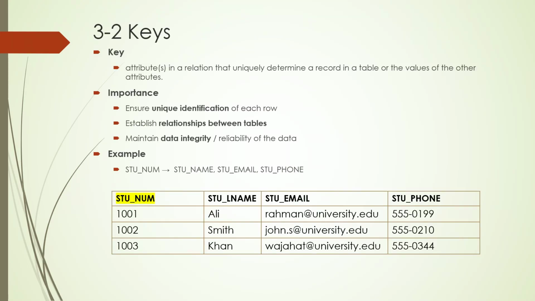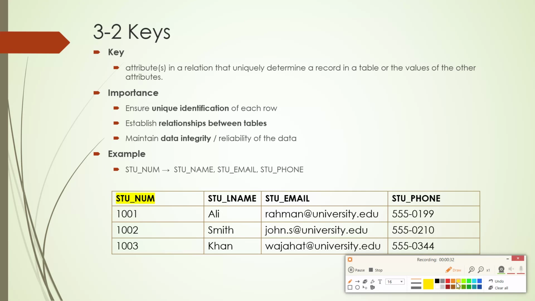Let's first understand what a key is. When we define a key, it could be one attribute or a combination of attributes. And what is an attribute? Student number, name, email, and phone number. These are the attributes. So any attribute which can uniquely identify one record, this is one record for example, out of these four attributes, we would call that attribute the primary key.